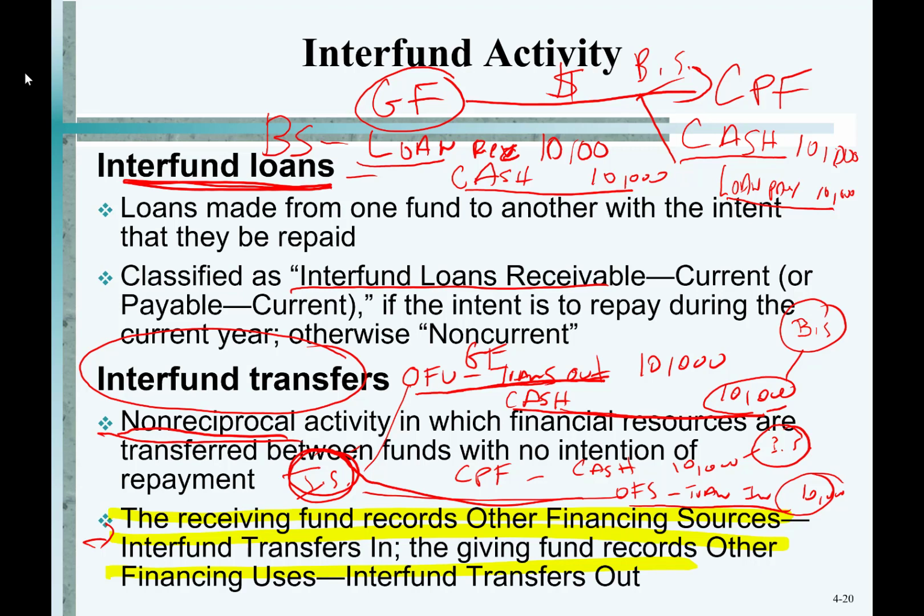So since the capital project fund is getting money transferred in, we would credit what? Other financing sources. That'll show up on the bottom of their income statement, won't it? On their statement of revenues, expenditures, and change in fund balance. Question? So we got two ways of getting money between the funds, loans and transfers so far, right?